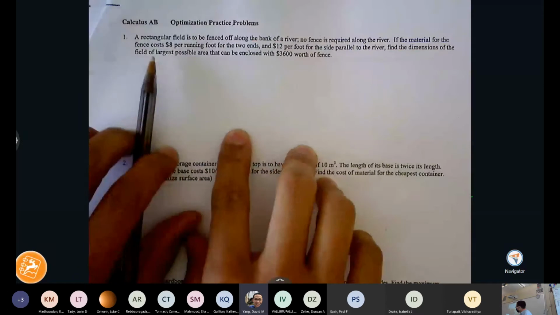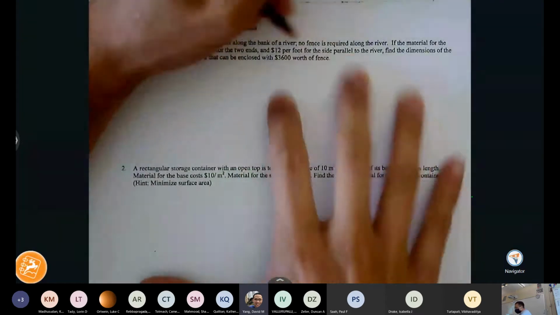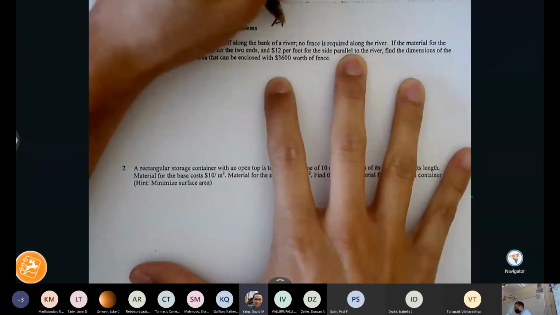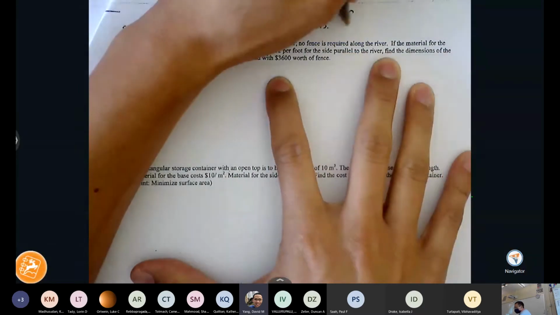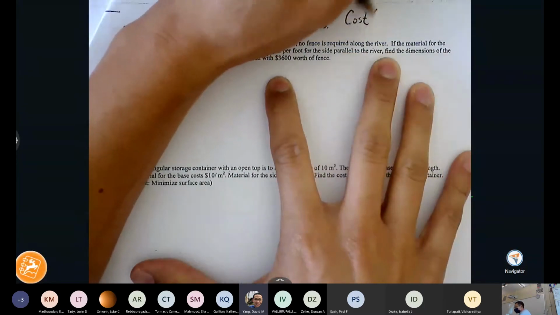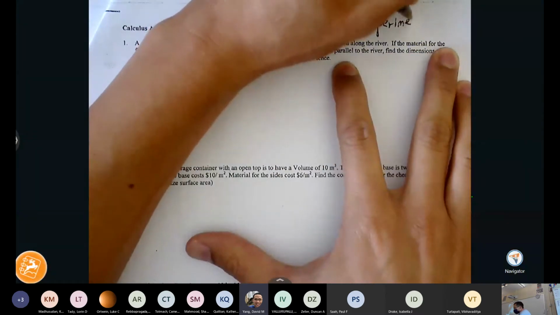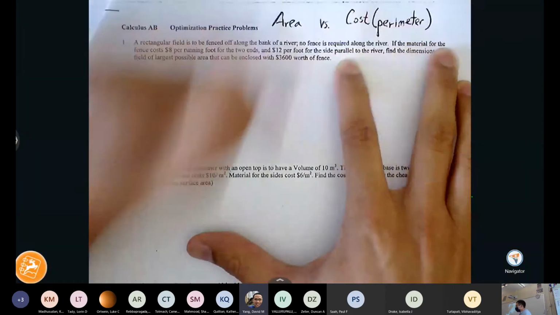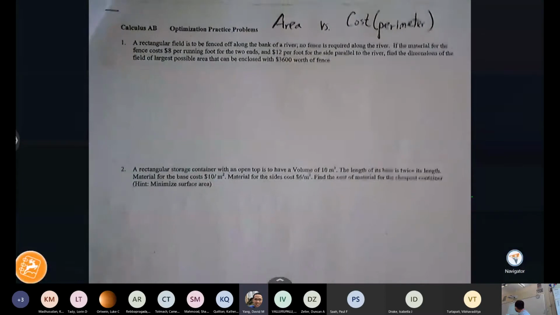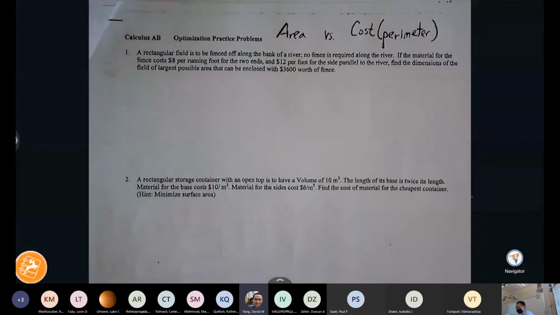So this is going to be area versus perimeter, but something a little bit different here. There's area, but then the cost is going to be very much related to perimeter. So we're still going to think there's a perimeter, but we have to involve the cost as we build our perimeter equation.